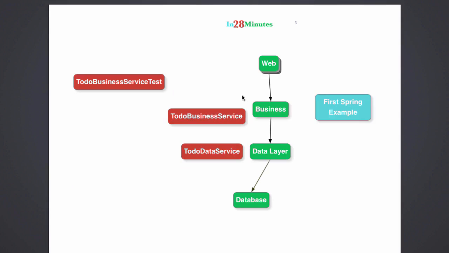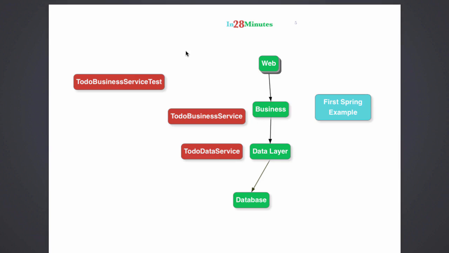We are developing the business layer of a web application for task management. That is, we manage to-dos of different users. The architecture of this application is very simple. You have a web layer, business layer, and a data layer. The data layer gets the data from the database. The business layer applies business logic on it.